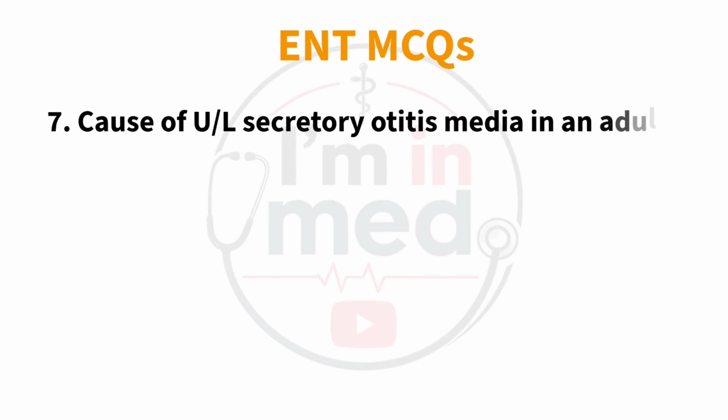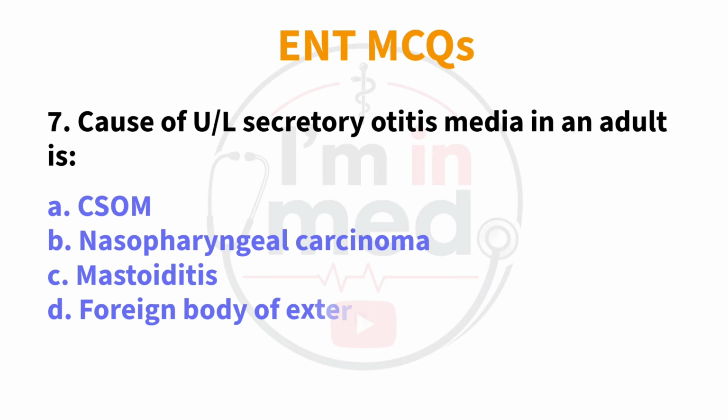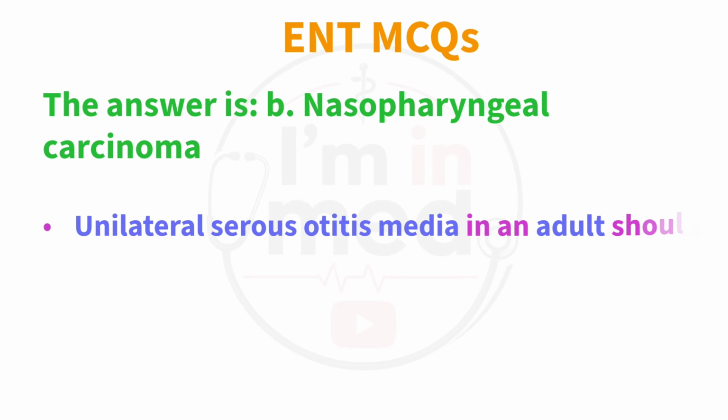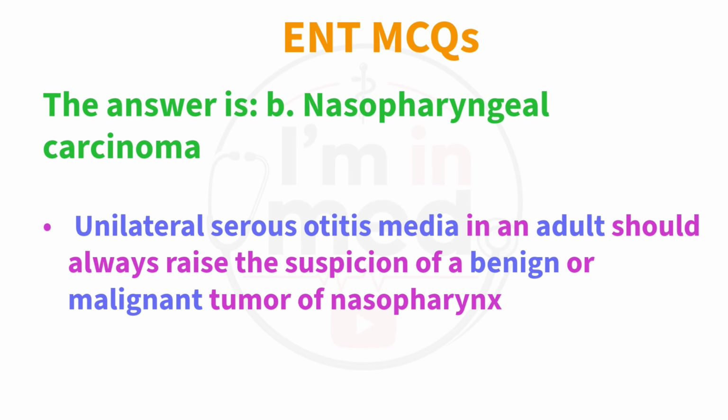Cause of unilateral secretory otitis media in an adult is: A. CSOM, B. Nasopharyngeal carcinoma, C. Mastoiditis, D. Foreign body of external ear. The answer is B. Nasopharyngeal carcinoma. Unilateral serous otitis media in an adult should always raise the suspicion of a benign or malignant tumor of the nasopharynx.